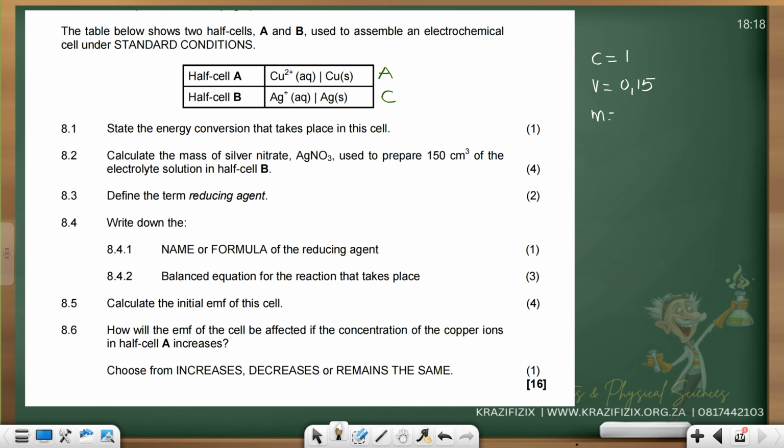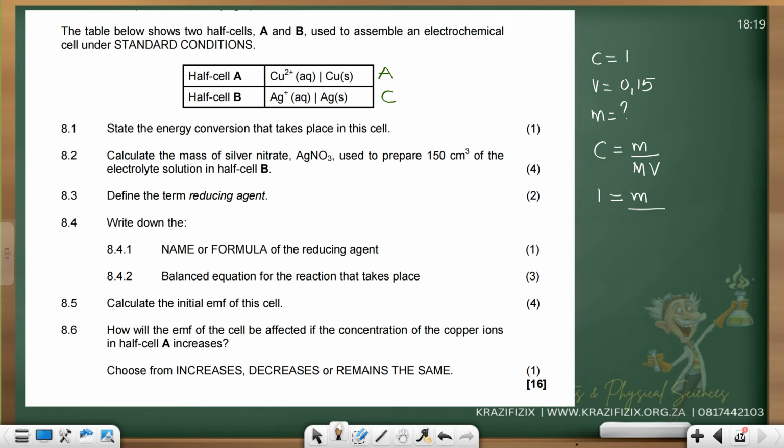What are we looking for? Mass. Is there a formula? Yes. What's the formula? C equals n over V, right? So mass over molar mass and volume. I can combine it. There's a formula that combines. Okay, what's my C? 1.